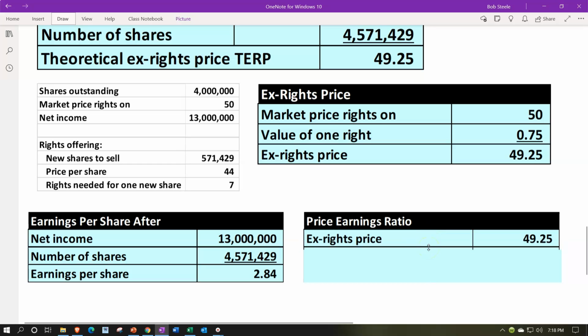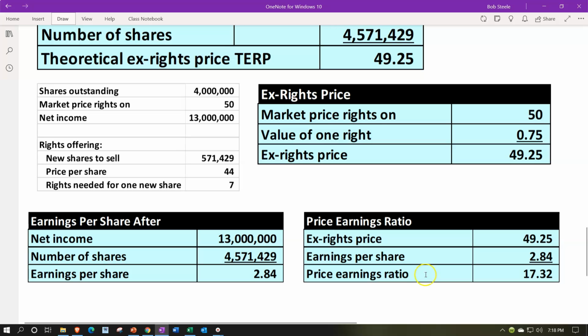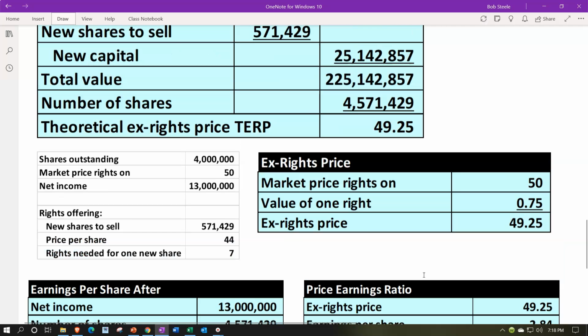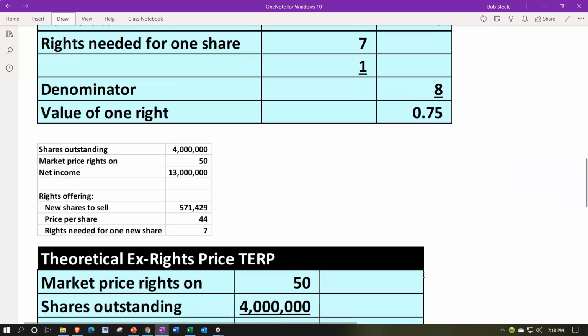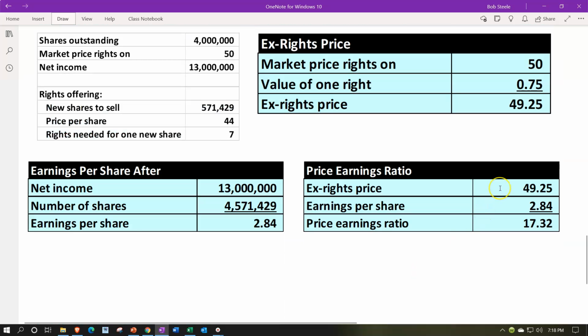If you look at the price earnings ratio, now we've got the ex-rights price at the 49.25 compared to the 2.84 on the earnings per share, that's going to give us the 17.32. And if we compare the 17.32 to what we had before, we had the 15.38. So 15.38, we can see both the numerator and the denominator went down, but you would kind of expect it to be the case. In this case, the numerator went to the 49.25 and the denominator decreased to 2.84. So that means we got a higher number with regards to the price earnings ratio than we had before this took place.